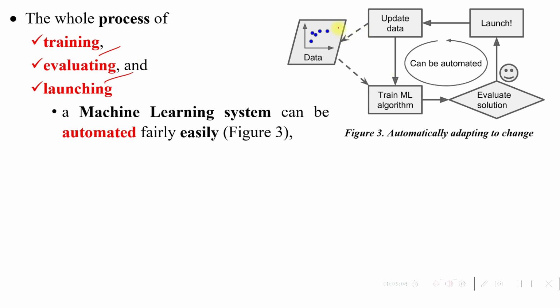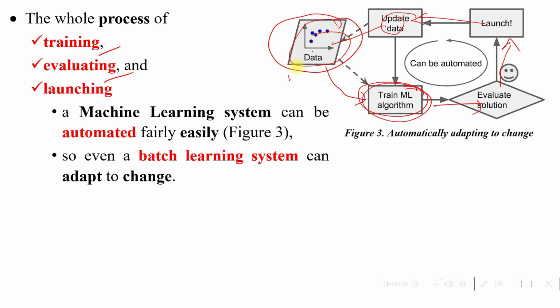Here, based on the available data, we train our model. Then after training, we evaluate our model with the help of new instances, to check whether it classifies correctly or not. Then if the model classifies perfectly, we launch our model. Once again, if we get new data, it is updated and replaces the old data, and our model is trained with the help of the old data as well as the new data.